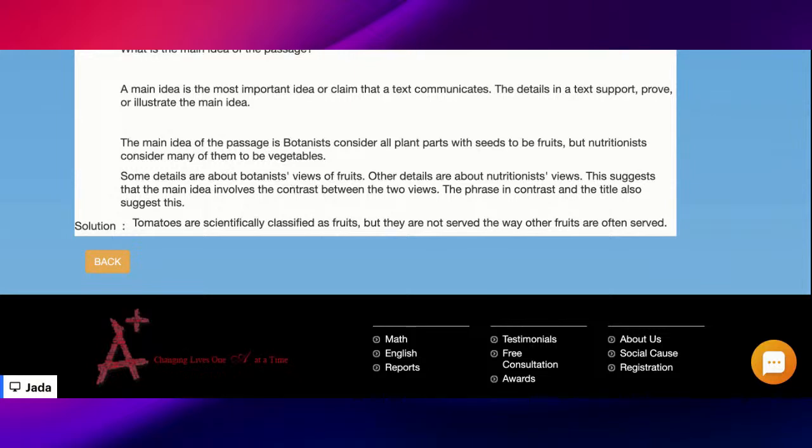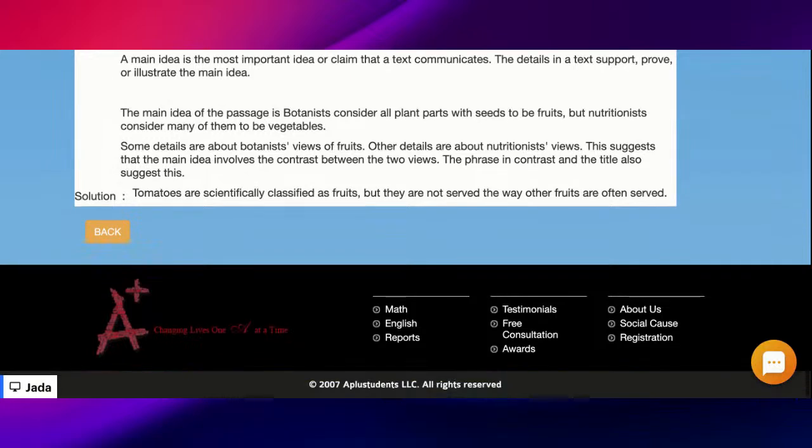This suggests that the main idea involves the contrast between the two views. The phrase is contrast, and the title also suggests this. So, solution: tomatoes are scientifically classified as fruits, but they are not served the way other fruits are. So, basically, that's it, like about the main idea.